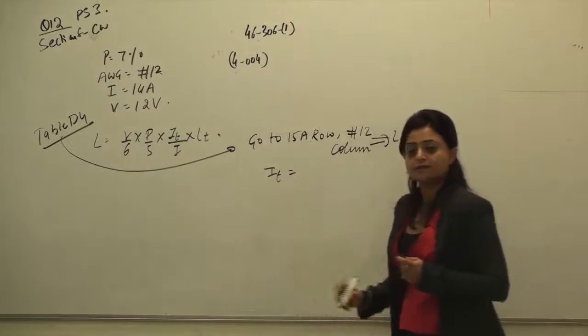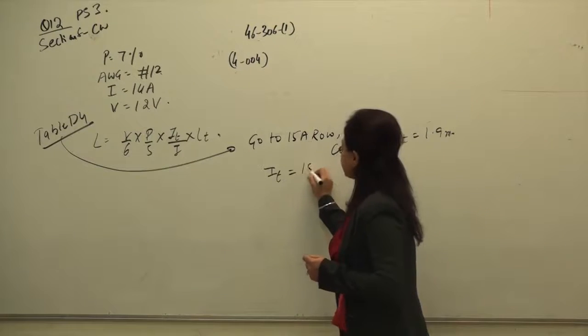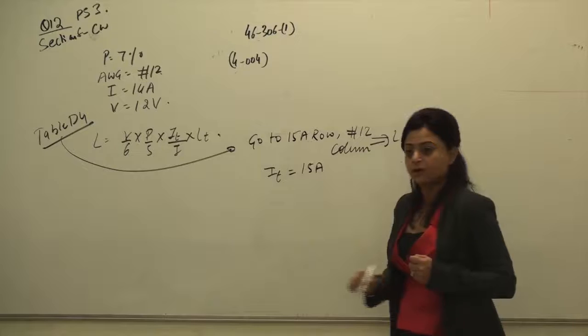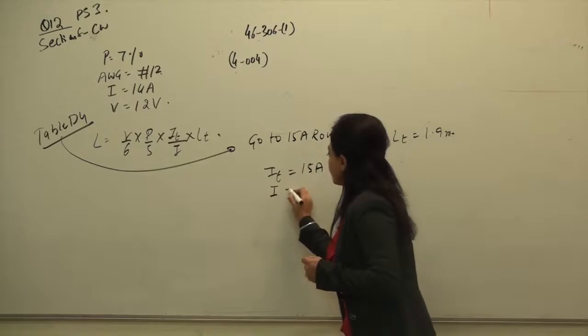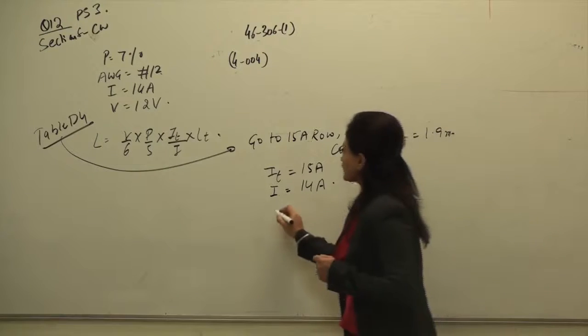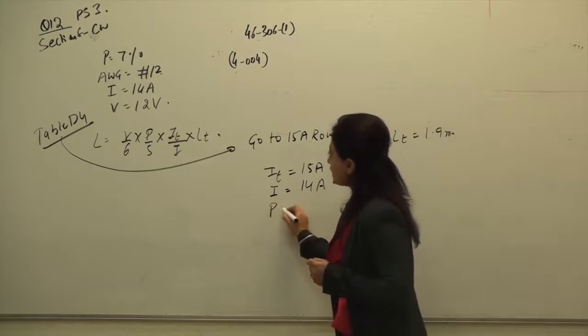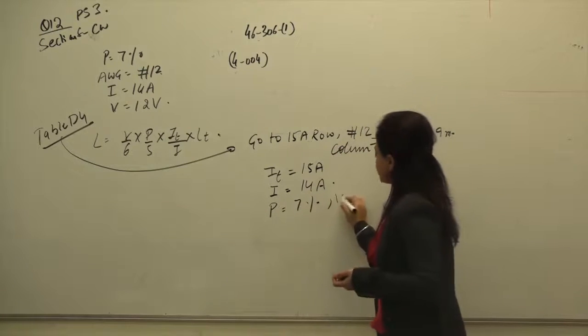Current in the table I'm using. 14 amps or 15 amps? Or 15 amps, sorry. The table only has 15 amps, so I'm going to use current from the table being 15. What is the real current the circuit is working with? 14. What is the percentage drop allowed given? 7%. And voltage I'm working with is 12.